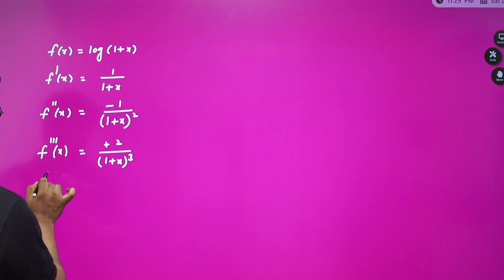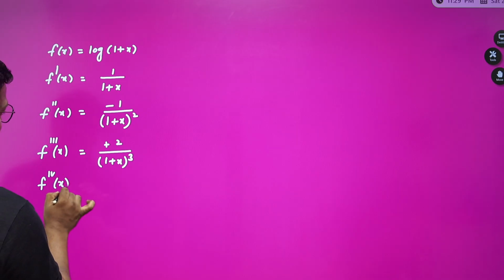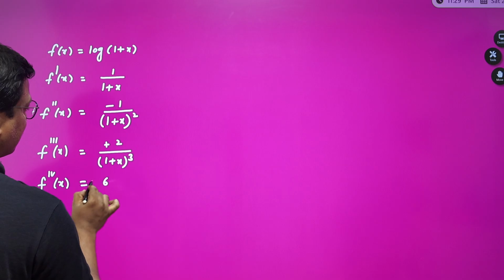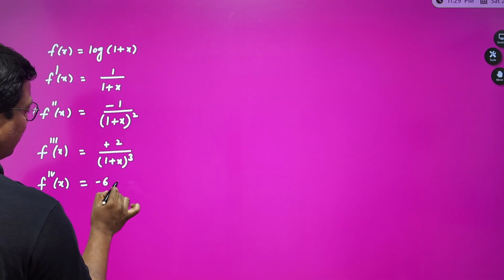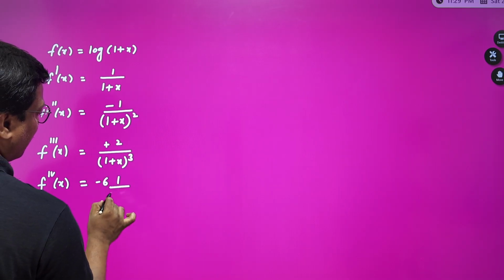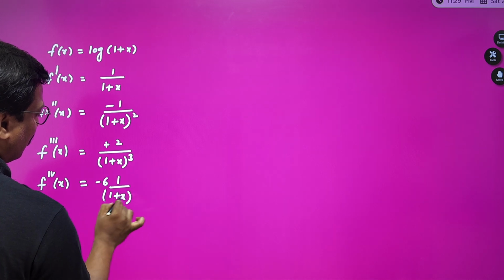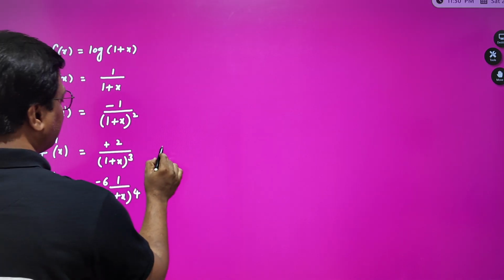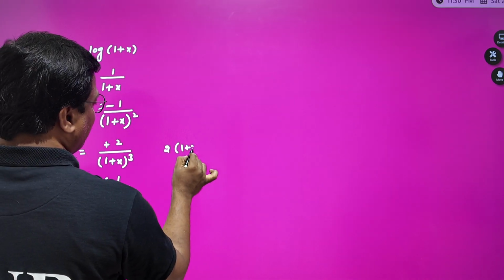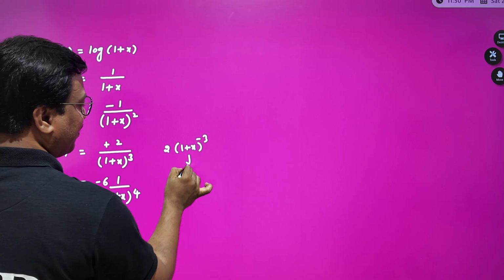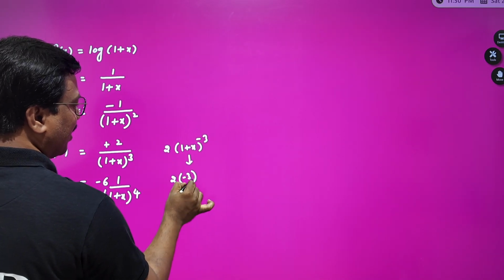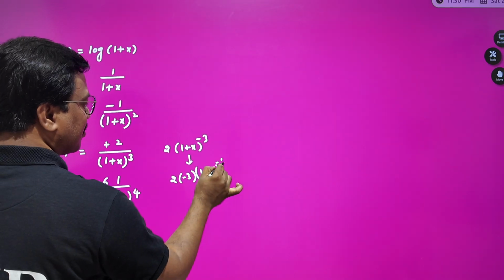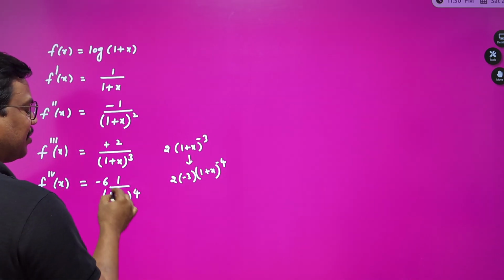Next, the fourth derivative I am going to write, that is 6 along with negative sign, 1 by 1 plus x whole power 4. Actually this is 2 times of 1 plus x power minus 3. Its derivative is 2 into minus 3 into 1 plus x power minus 4. On simplification you will get this result.